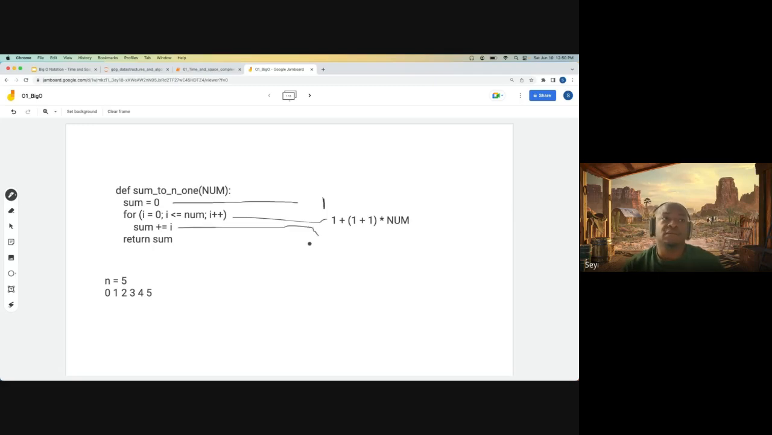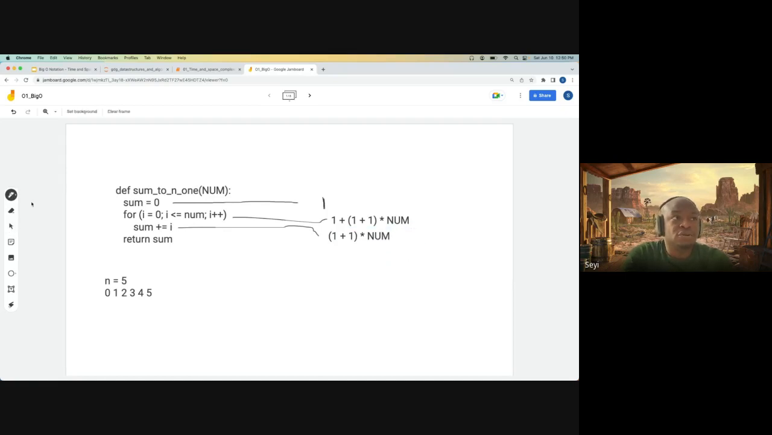We are doing two things. We are doing an addition operation, and we are doing an assignment operation. An addition and an assignment. Right? Addition and we are assigning back to the variable. And we are doing this how many times? We are doing this num times. The reason why it's num times is because it's in the loop. And remember, we are executing that loop num times.